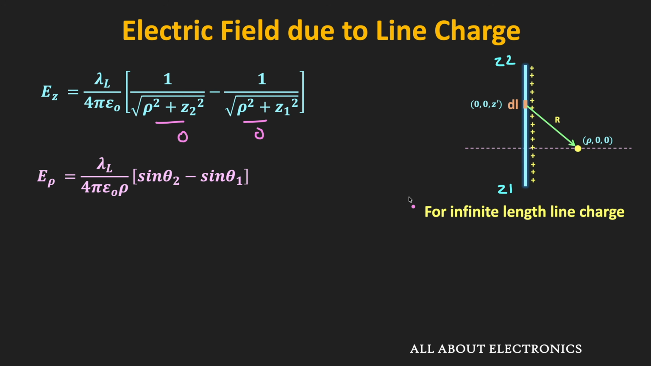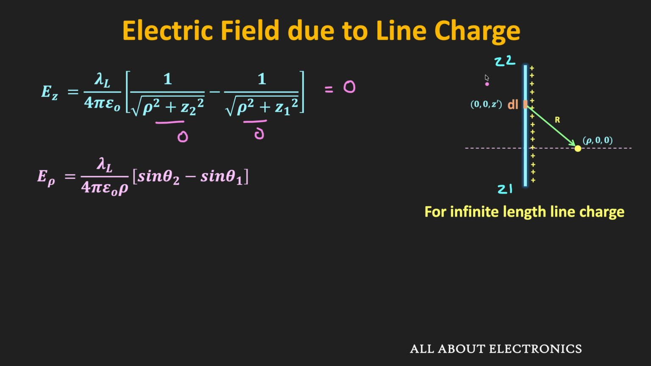Or we can say that for the infinite length of the line charge, this Ez will become 0. And intuitively also we can see that, because whenever the length of the line charge is infinite, then our observation point is symmetric from both ends, and due to that this Ez component will get cancelled out. But the E rho component will still remain.